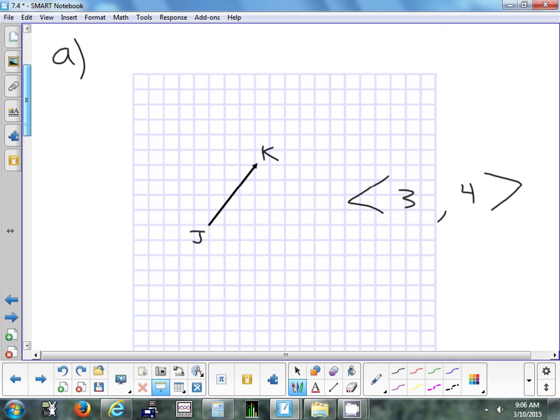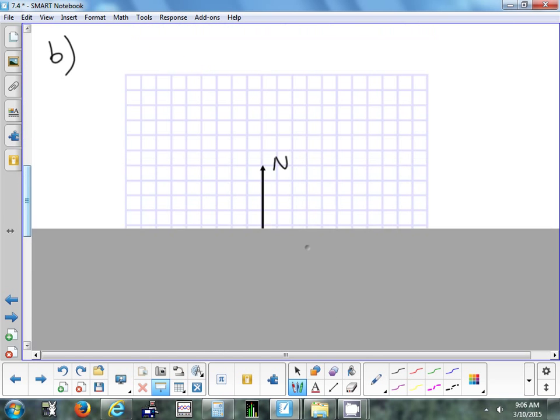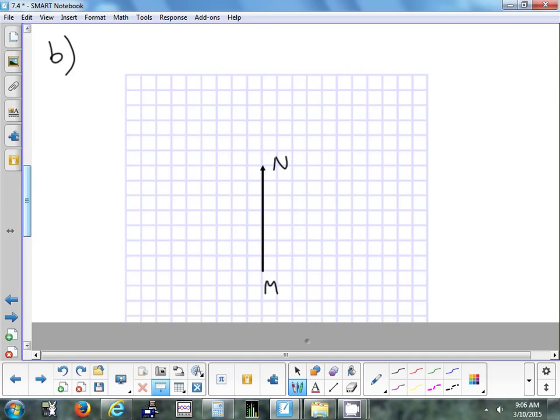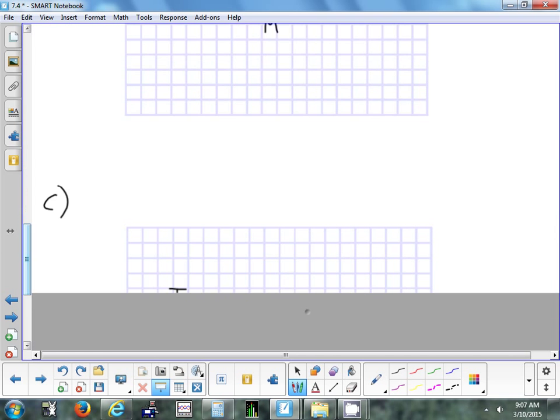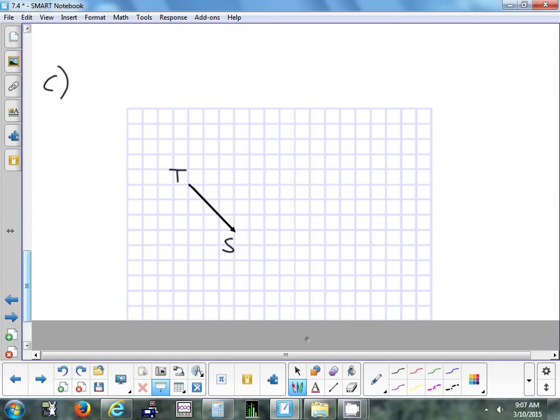All right, so that's the first one. How about this one? Anything, Luke? <0, 7>. Yeah, there's no left and right component here, meaning you would not be translating it left and right. Only go up. You're going up 7. Okay, so just up 7. Okay, and Jacob, how about that one? Down 3. All right, down 3.